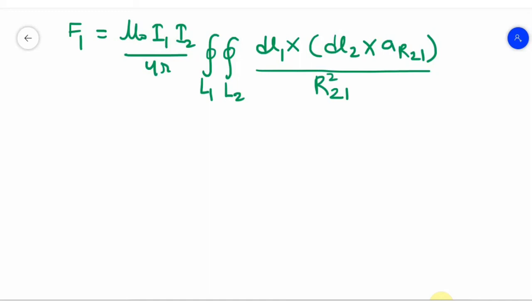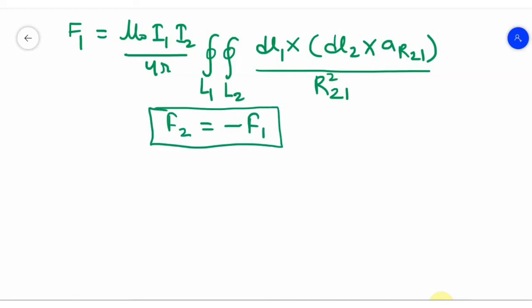Okay, now the force F2 on loop 2 due to magnetic field B1 from loop 1 is what? This F1 is the force on 1 due to loop 2. Now if I talk vice versa, force on loop 2 due to loop 1, then F2 equals minus of F1, meaning both have the same magnitude but the direction is different. This aR21 will be aR12. So obviously aR12 and aR21 are opposite in direction, so that's why we take this minus sign. The remaining magnitude will be the same.